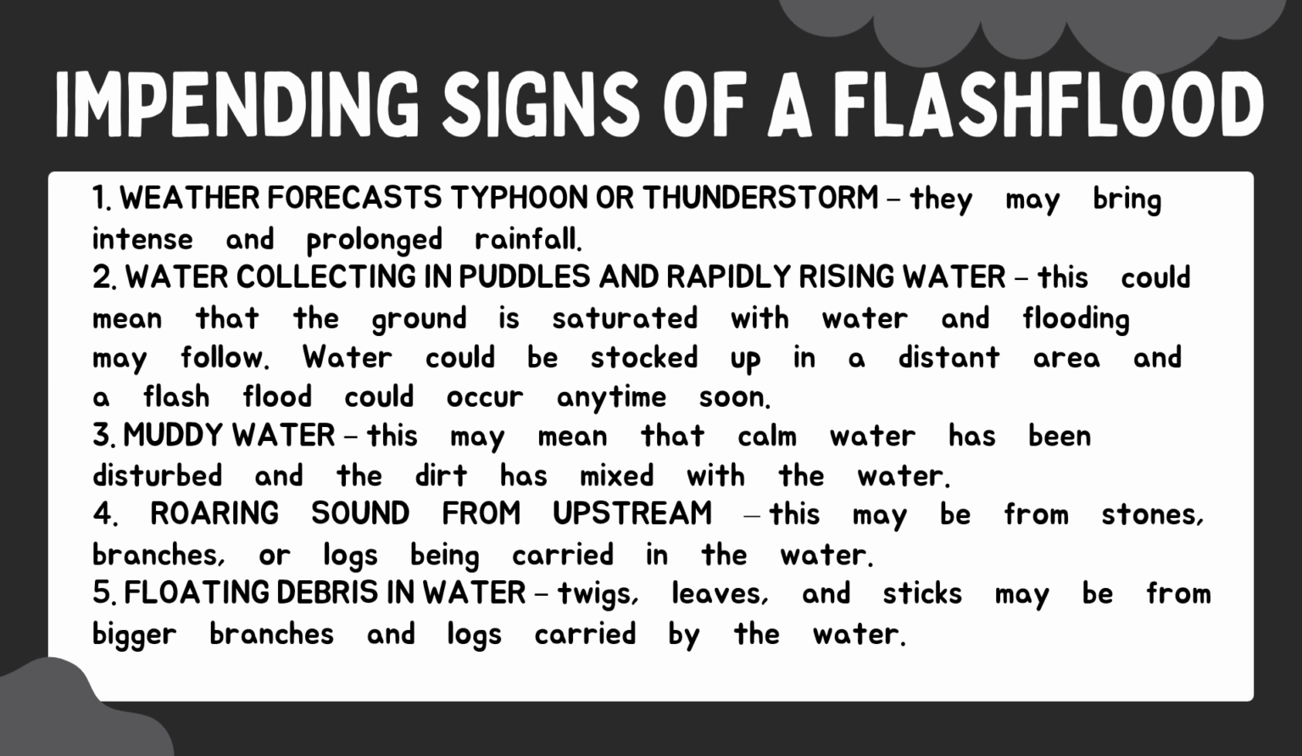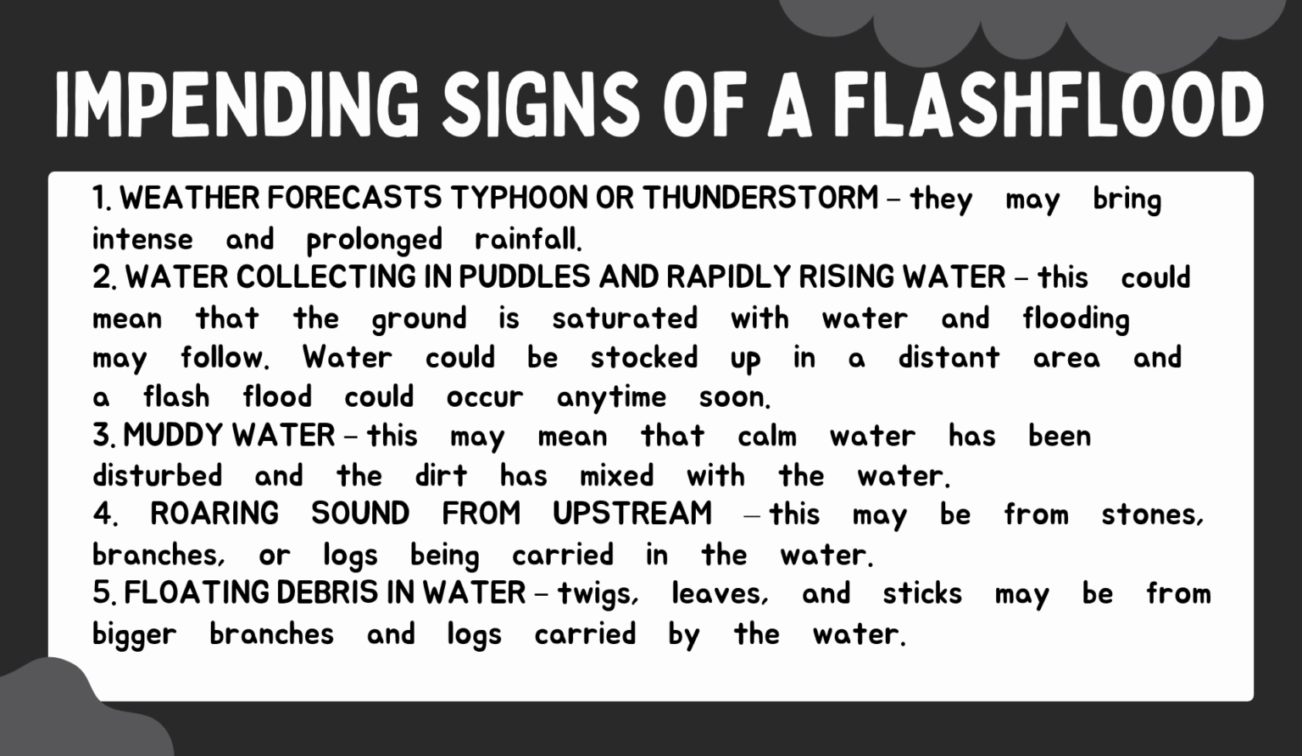Now, if normally clear water suddenly becomes muddy, this could mean that the water has become disturbed and soil or silt has been mixed in. This can happen when water levels rise and the water starts to erode the riverbanks, or when heavy rain washes soil into rivers and streams.